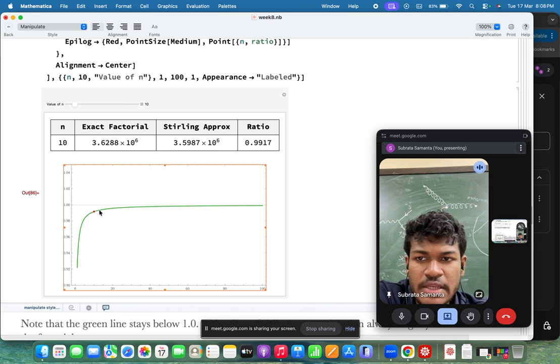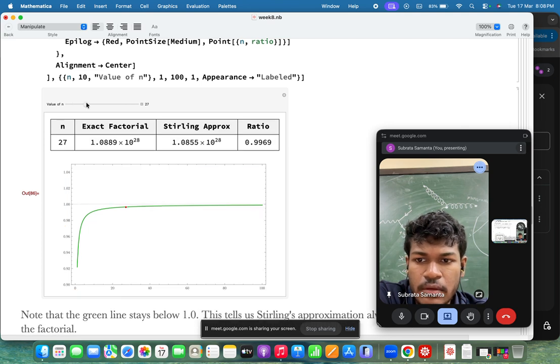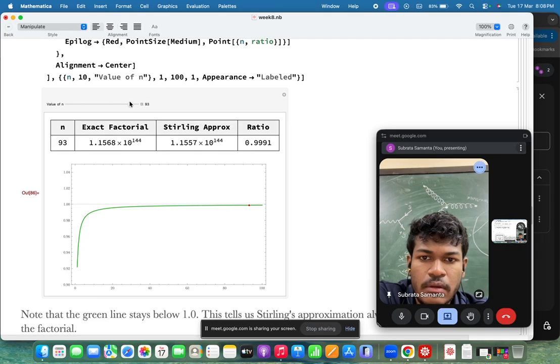Now, if you increase n, it gets closer to 1. You see 0.999 is basically at around n equals 90. Once you reach n equals 90, the ratio is 0.999.